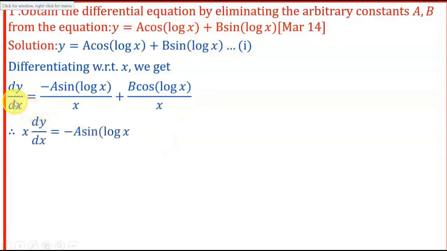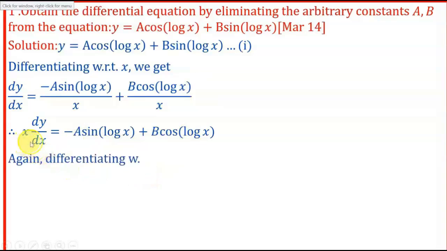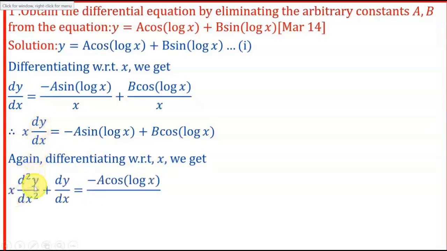Now next, multiplying on both sides by x, you will get x into dy/dx. If you multiply x, x and x cancel. Then you will get minus a sin of log x plus, again x and x cancel, plus b cos of log x. Next, again differentiate this with respect to x. x into dy/dx, its derivative, x as it is, derivative of dy/dx is d2y/dx squared. Here we will apply the product rule. Next, the derivative of x is 1 into dy/dx is equal to, again, the derivative of this term.